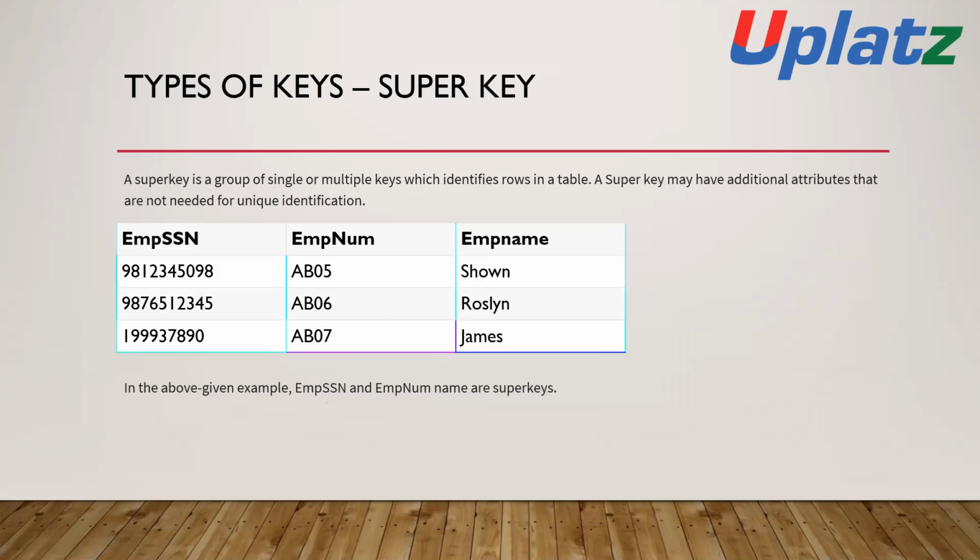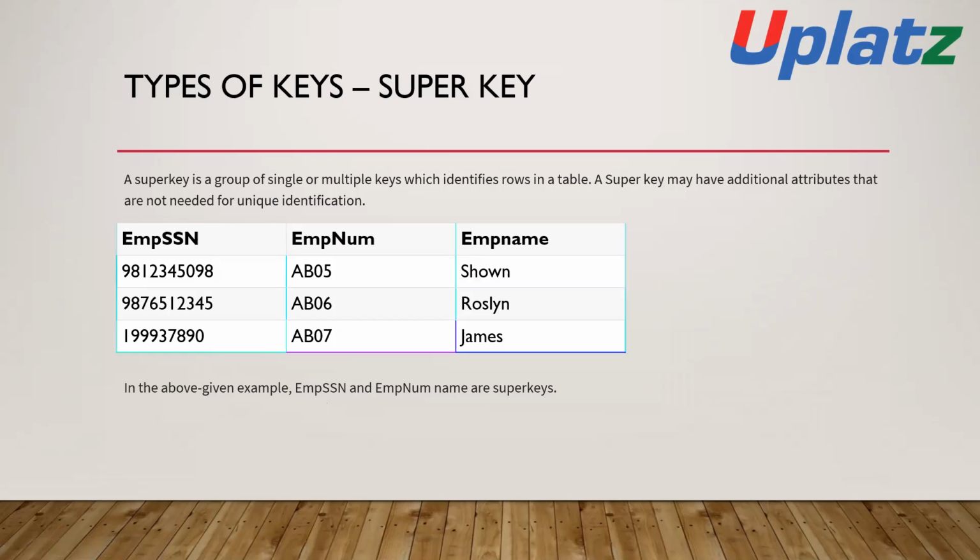Moving to next, we have n number of keys, one of which is a super key. Now, a super key is a group of single or multiple keys which identifies a row uniquely in a table. A super key may have additional attributes that are not needed for unique identification.